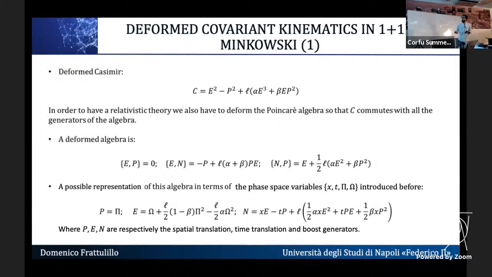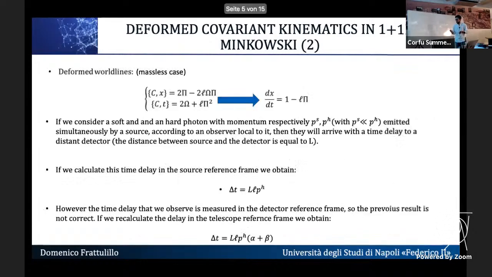Now, in order to formulate the kinematics in this deformed spacetime, we have to represent this algebra in terms of the phase space variables in order to calculate the world lines of our particle. An example of a representation of this algebra is the following one. Here, let's notice that P is again the spatial translation generator, E is the time translation generator, and N is the boost generator.